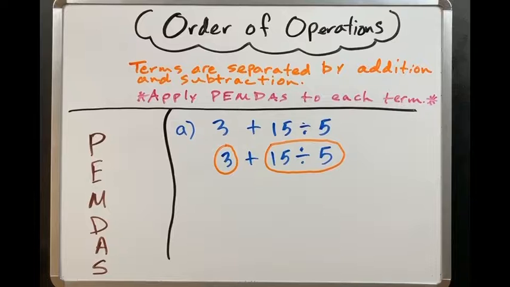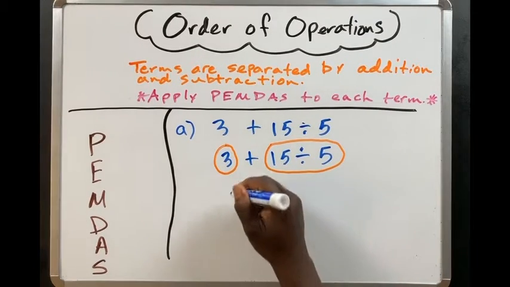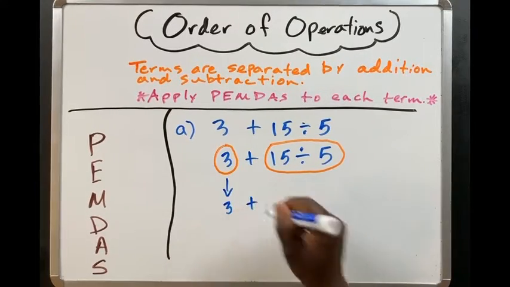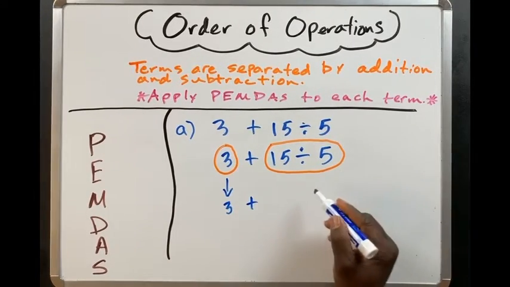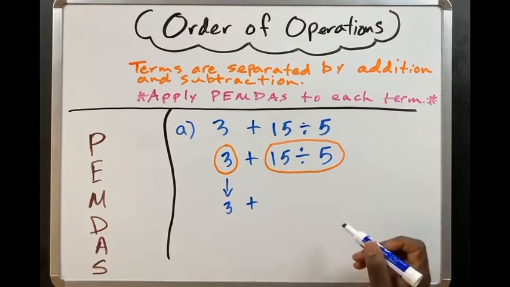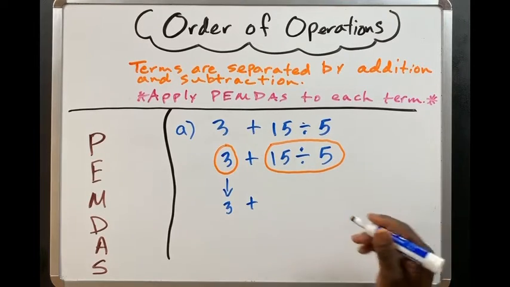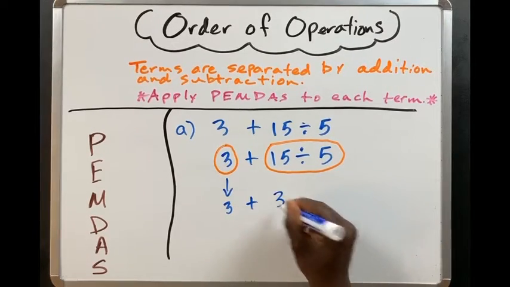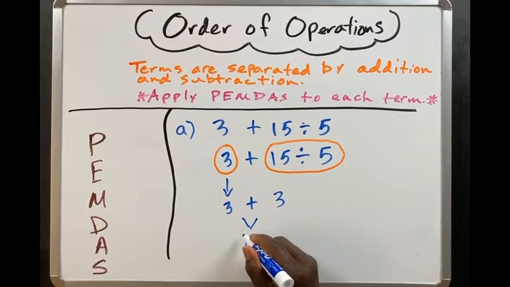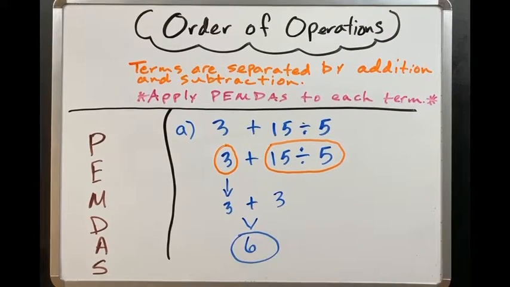All right? Now, we can't do anything with this 3, so we're just going to bring the 3 down, plus, and here we have 15 divided by 5 in the second term. So we perform the operation, which is division, and you get what? 3. All right, 3 plus 3 leaves us with 6, and we have simplified this expression.